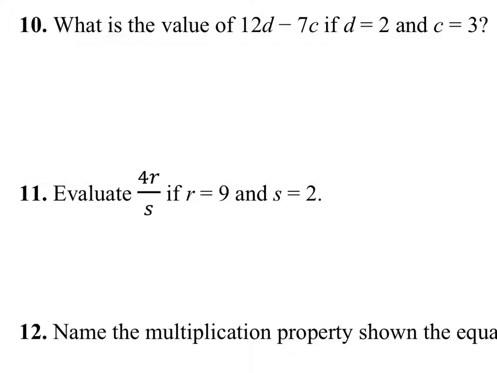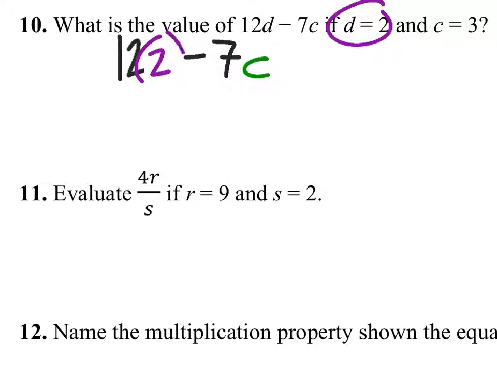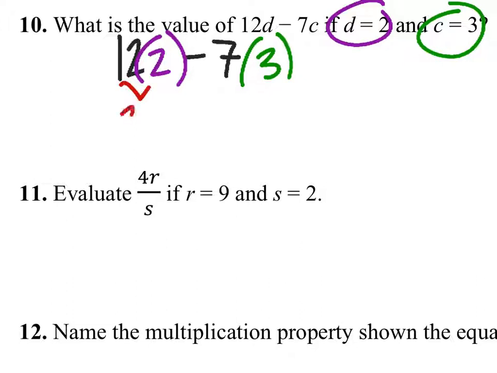What is the value of 12d minus 7c if d is 2 and c is 3? Very much similar to the last one we just did. And once again, all I'm doing is replacing the d value with the d value they gave us, which was 2. And then the c value as well, I will replace with the 3, because they told us c is 3. Now when I evaluate this, 12 times 2, 24, minus 7 times 3 is 21. Well, when I combine these, I get 3.